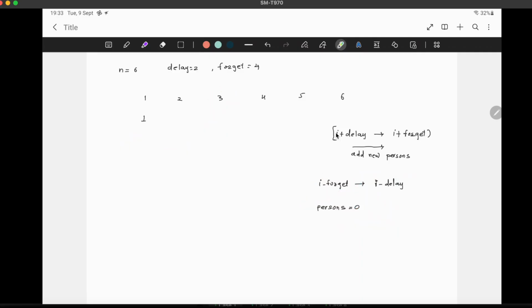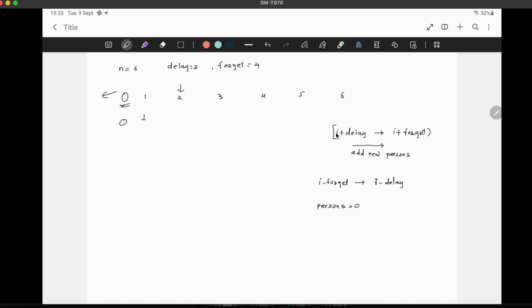I guess the idea is pretty much clear. Let me update this particular one. So here I minus forget should be greater than 0, because at the 0th index 0% is there. Going backwards, we don't want to go in the back direction, so we will start from the delay index directly, from the second index.